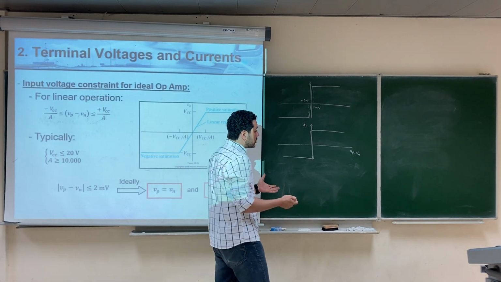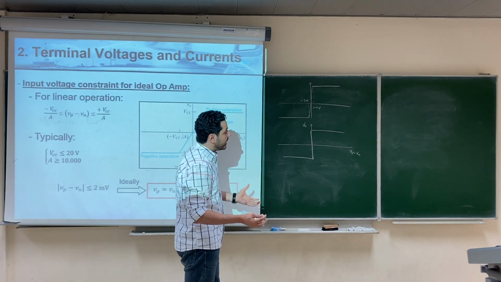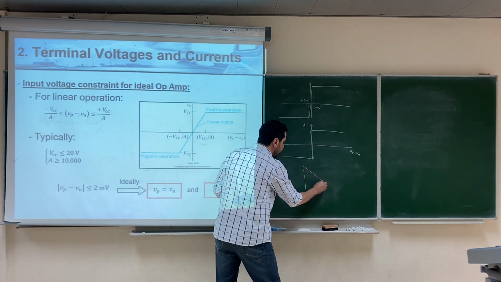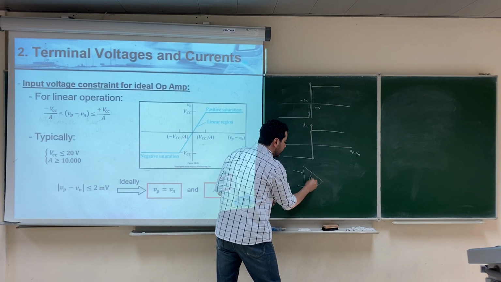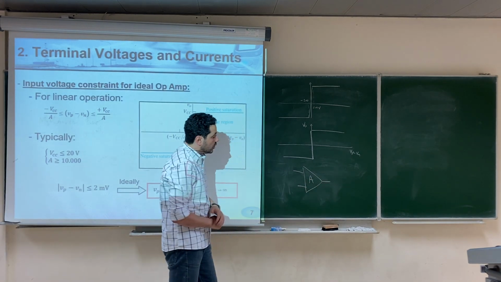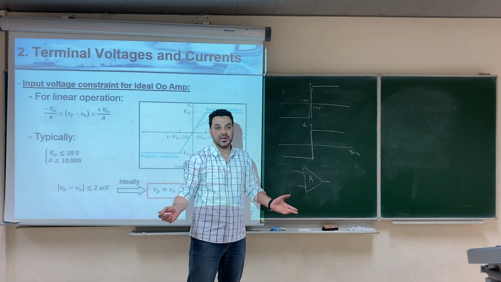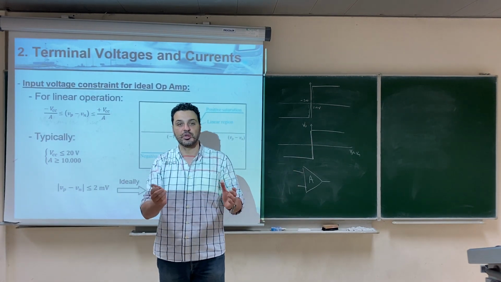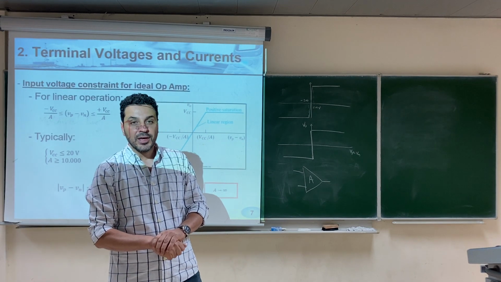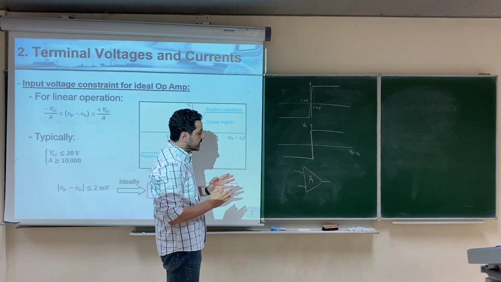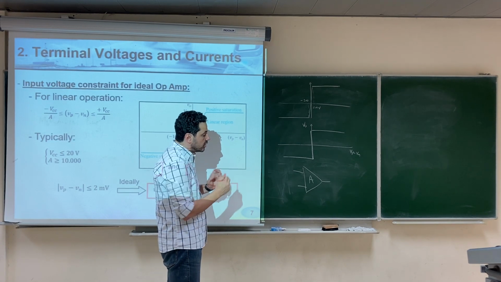That's why we will never use the op-amp as an open loop. We'll never use the op-amp with its open loop gain like this. Why? Because you need the difference to be 0 in order to work in the linear region. Otherwise, it will be saturated and this is not an amplifier anymore, right? So we'll never use the op-amp in the open loop mode.